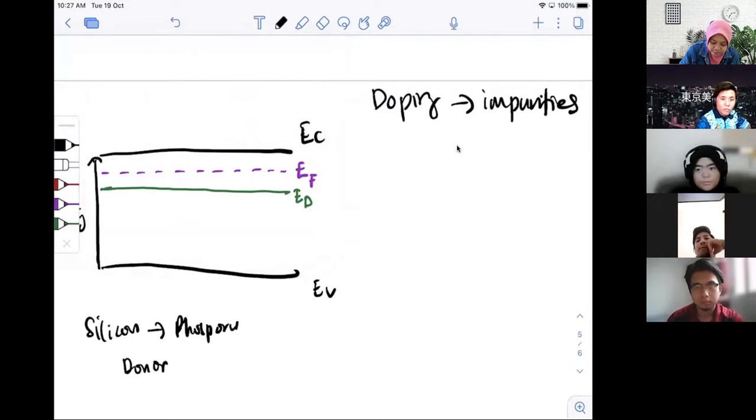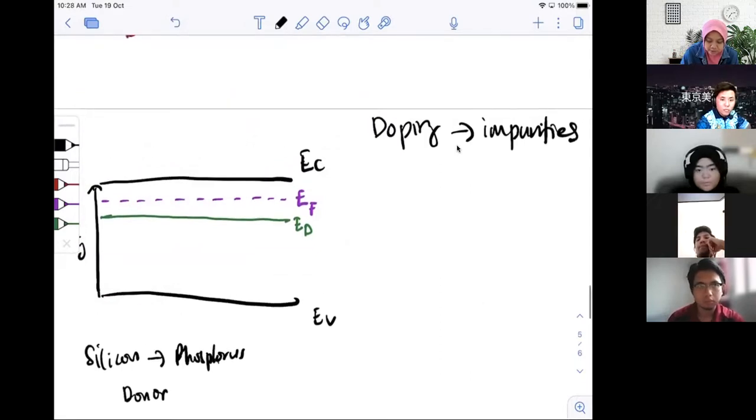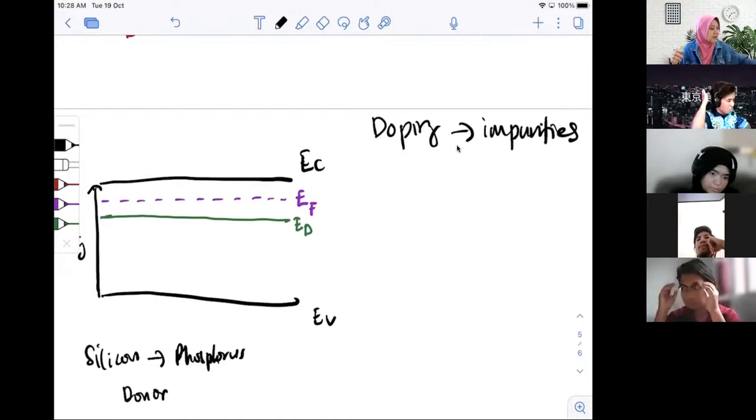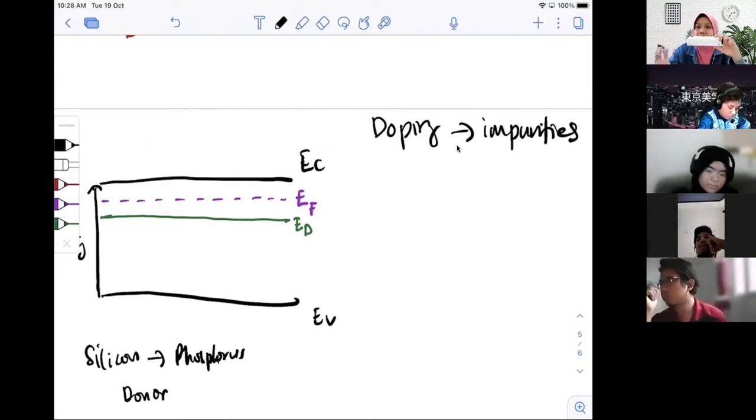Phosphorus. So you add phosphorus to a piece of pure semiconductor silicon. What happens is you add a donor atom to it, you add phosphorus. Now it's no longer pure. So it becomes extrinsic. From intrinsic, it becomes an extrinsic semiconductor.